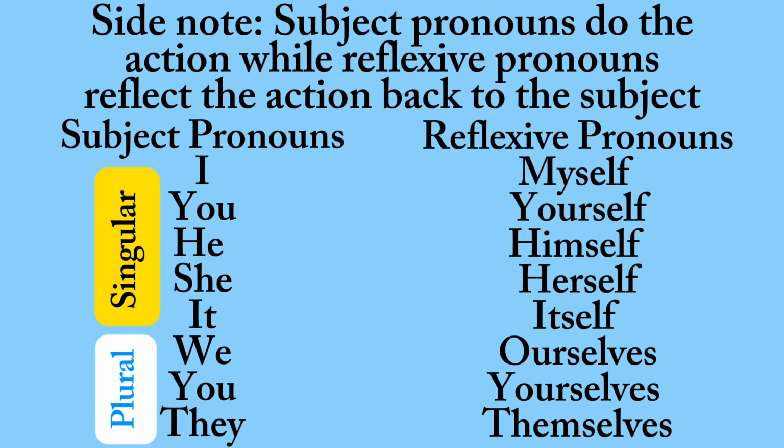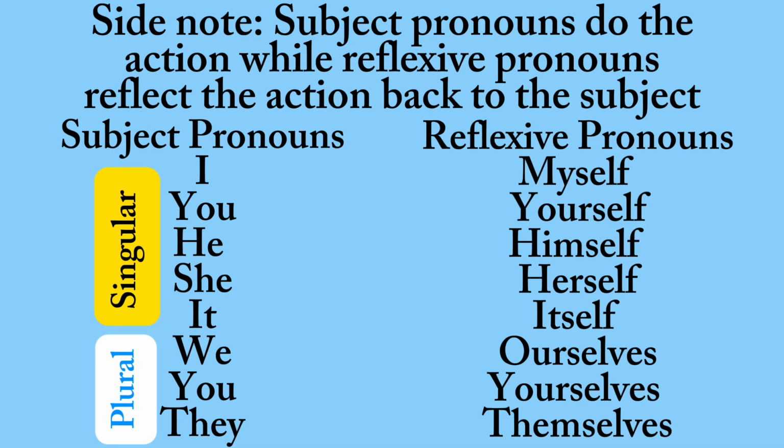So let's do a few more examples. Let's take he and himself, for example. Let's say he hit himself in the face. So notice how our subject pronoun is he, and the reflexive pronoun that goes with it is himself. We can't have he without himself.